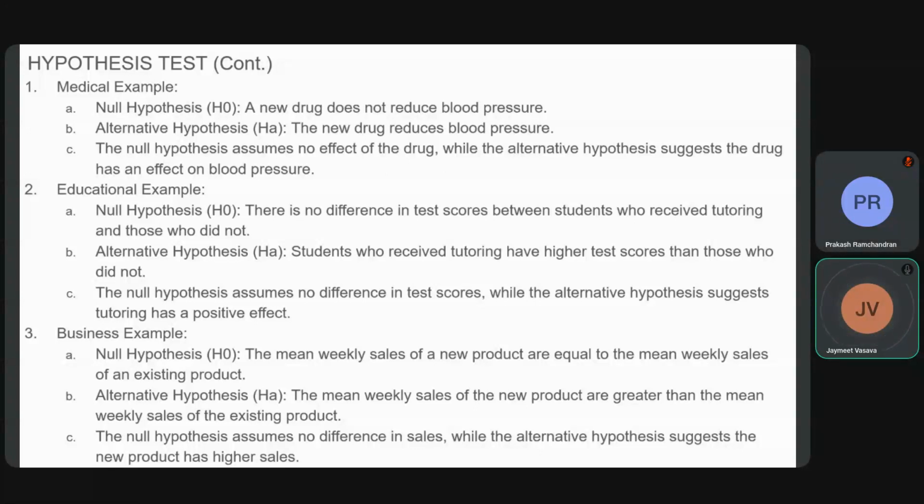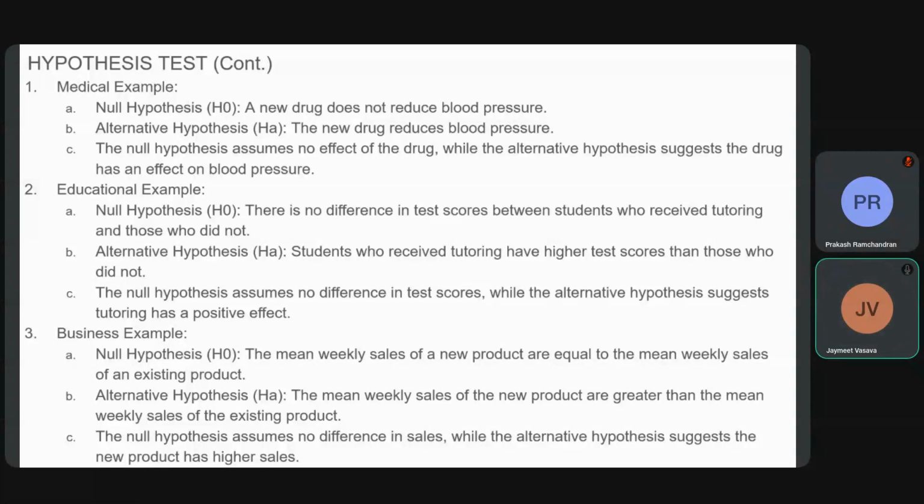An educational example: the null hypothesis is that there is no difference in test score between students who received tutoring and those who did not. The alternative says that students who received tutoring have higher test scores than those who did not. The null hypothesis assumes no difference in test score, while the alternative hypothesis suggests tutoring has a positive effect.